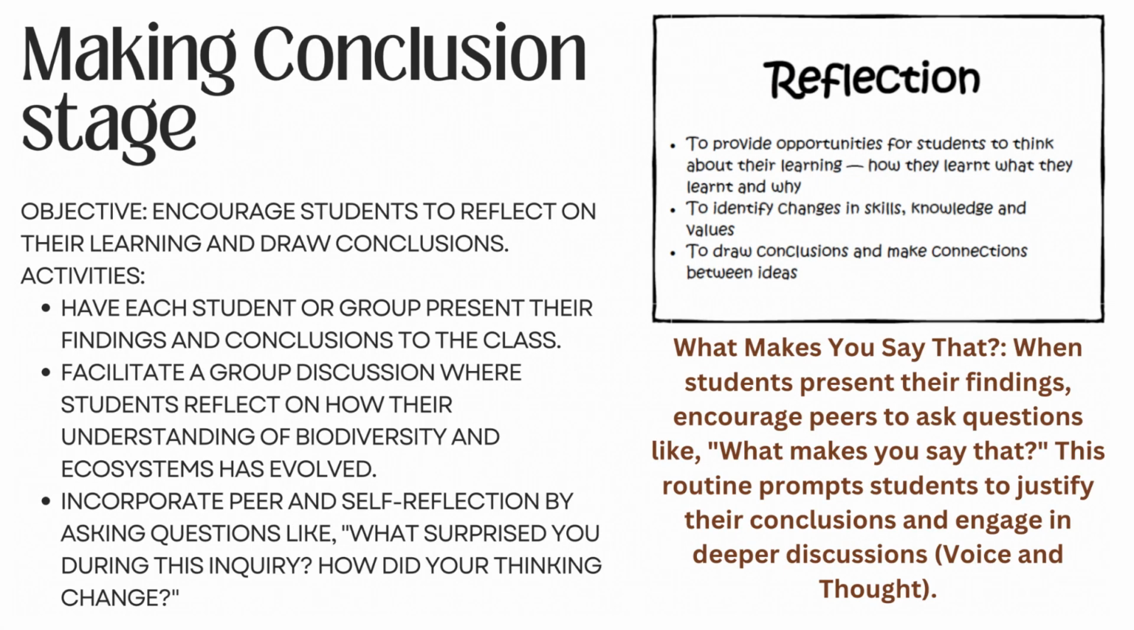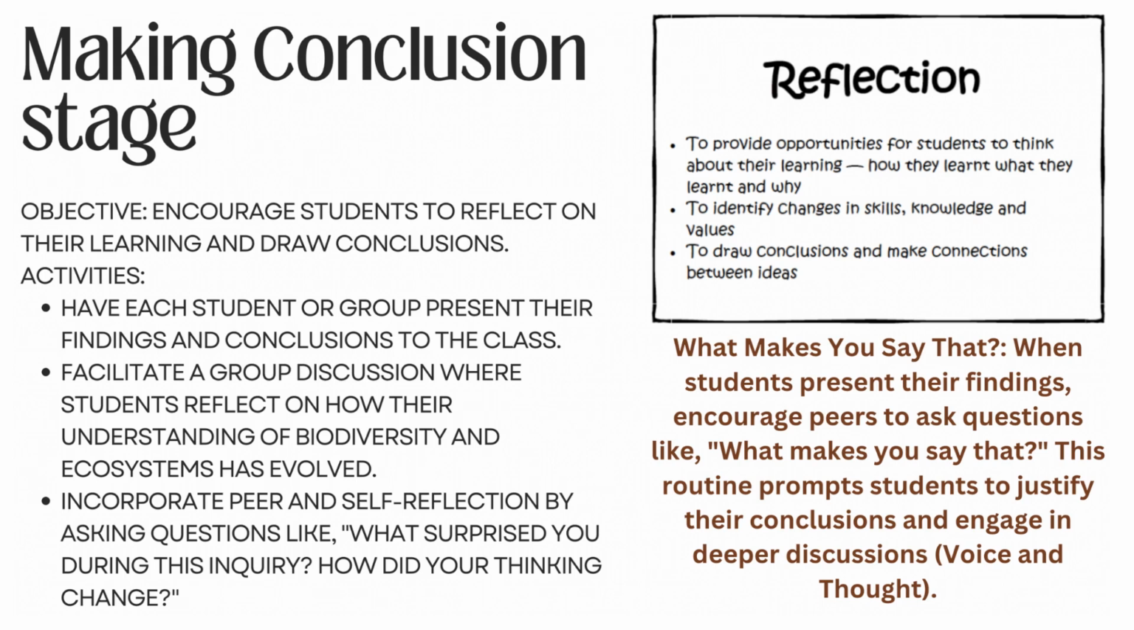The next stage is the making conclusions stage, which encourages students to reflect on their learning and draw conclusions. Have each student or group present their findings and conclusions to the class. Facilitate a group discussion where students reflect on how their understanding of biodiversity and ecosystems has evolved. Incorporate peer and self-reflection by asking questions like, what surprised you during this inquiry? How did your thinking change? Provide them with some success criteria to reflect on their learning and their peers' learning.